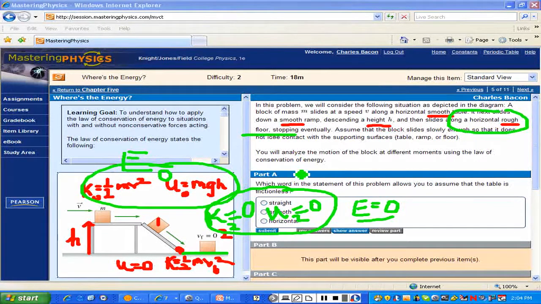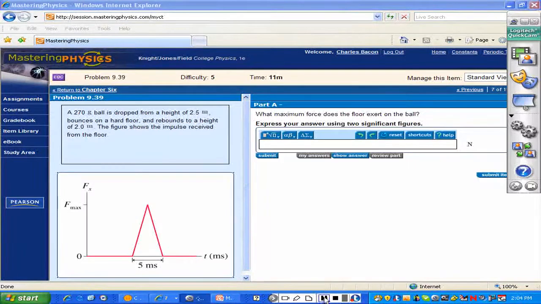All right. Now I'm going to pause for a second and open up one more problem in Chapter 6, dealing with momentum. Okay, finally, momentum. This is one of the problems in Chapter 6 assignment 939, and it's showing us a graph of a force that is acting on a 270-gram ball that's dropped from 2.5 meters, bounces off the floor, and rebounds to a height of 2 meters.